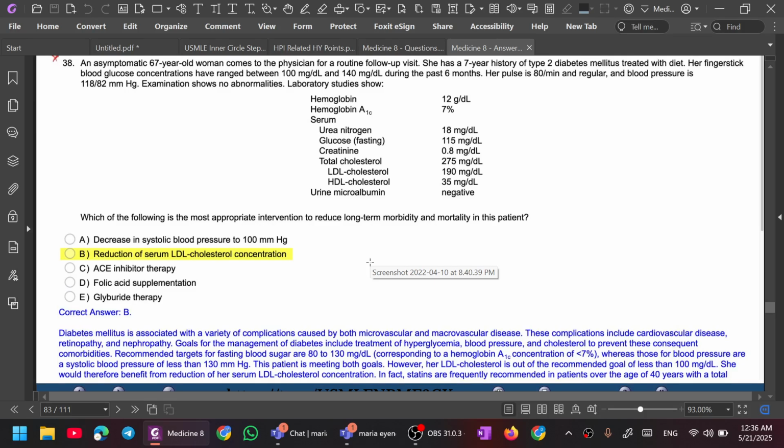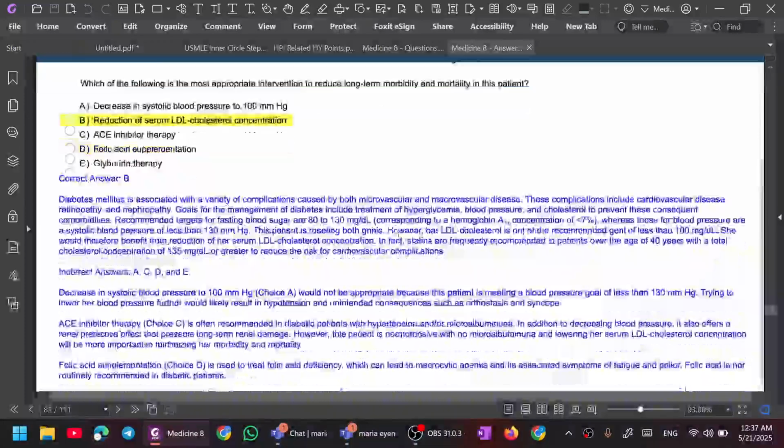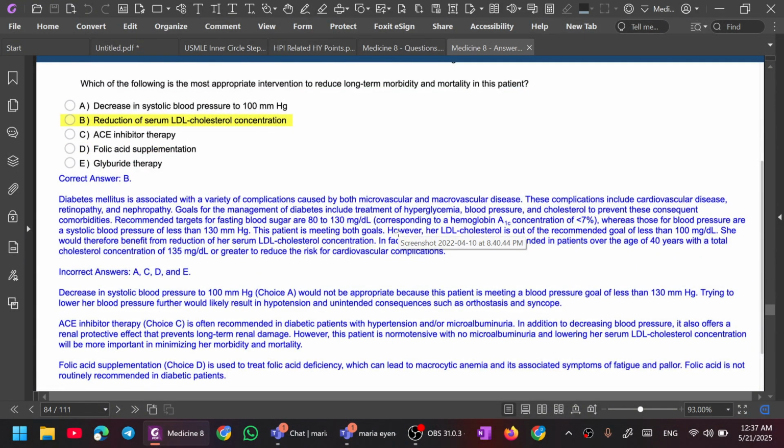Diabetes mellitus is associated with a variety of complications caused by micro and macrovascular disease. These complications include cardiovascular disease, retinopathy, and nephropathy. Goals for the management of diabetes include treatment of hyperglycemia, blood pressure, and cholesterol to prevent comorbidities. Recommended targets for fasting sugar are 80 to 130, corresponding to hemoglobin A1c of less than 7, whereas those for blood pressure are systolic less than 130. This patient is meeting both goals. However, LDL is out of the recommended goal, which is less than 100.